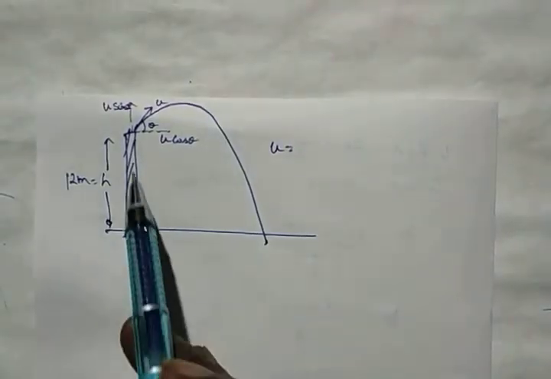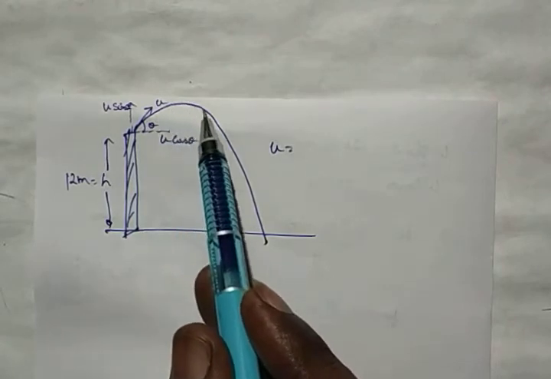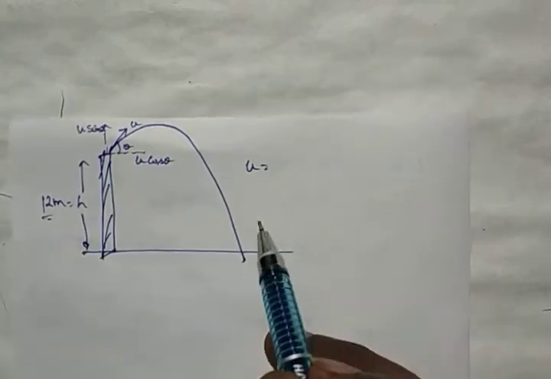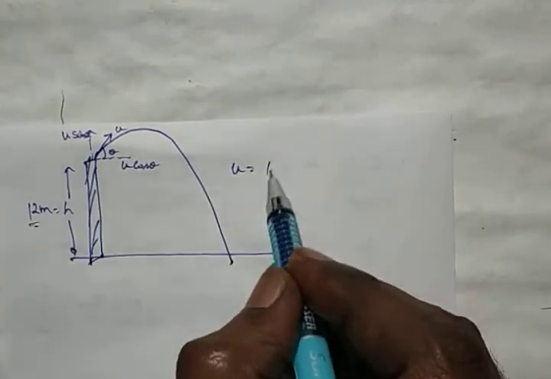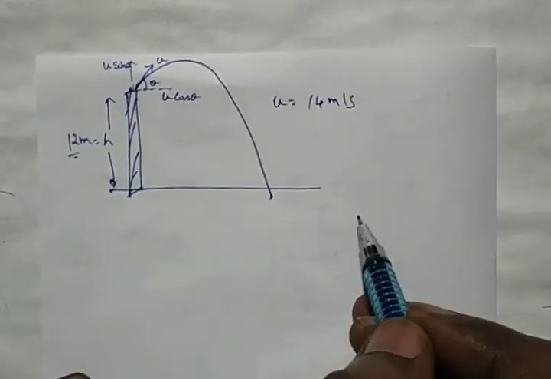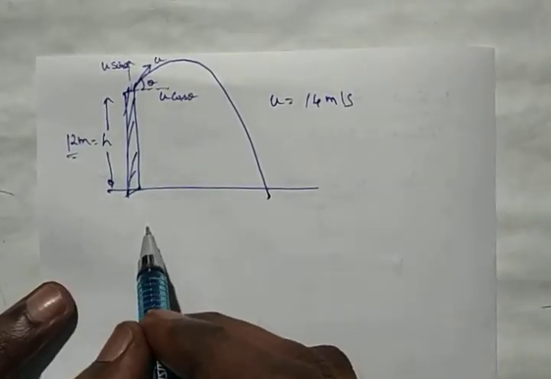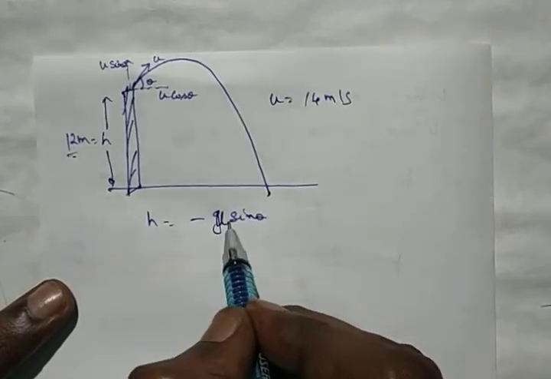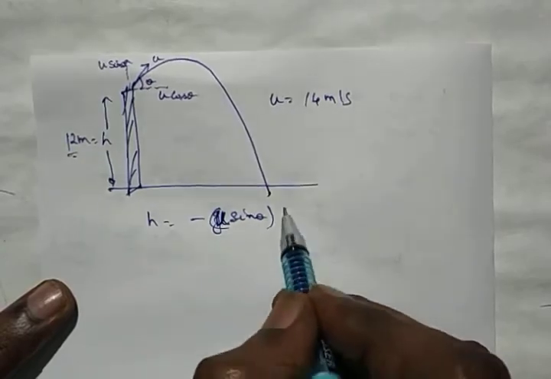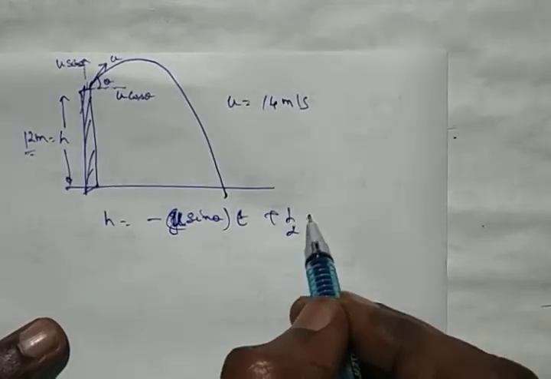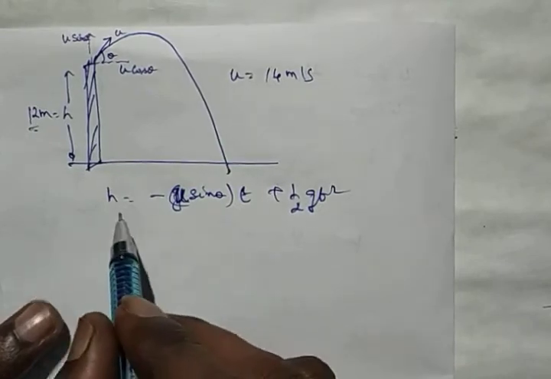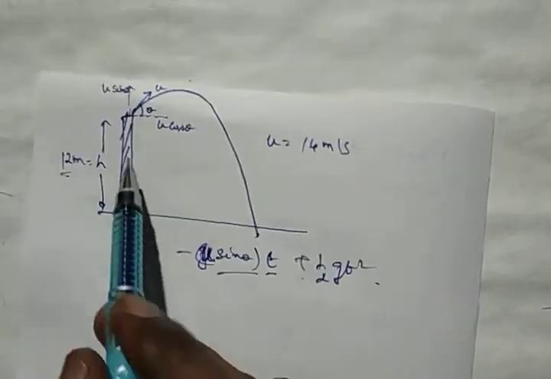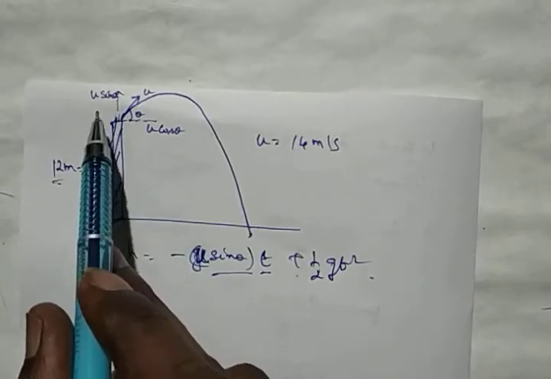So the question is like this. With the initial velocity of u, it is projected, u cos theta, u sin theta, the same question, and 12 meters the height. So u is already given here as 14 meters per second. Same thing, height is going to be equal to minus u sin theta into t plus half g t square. How did this come? h is equal to ut plus half at square. So u is this velocity, and this is a minus value.